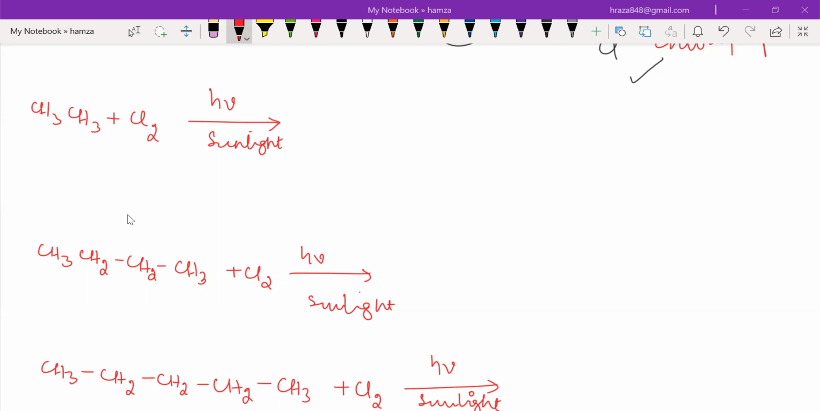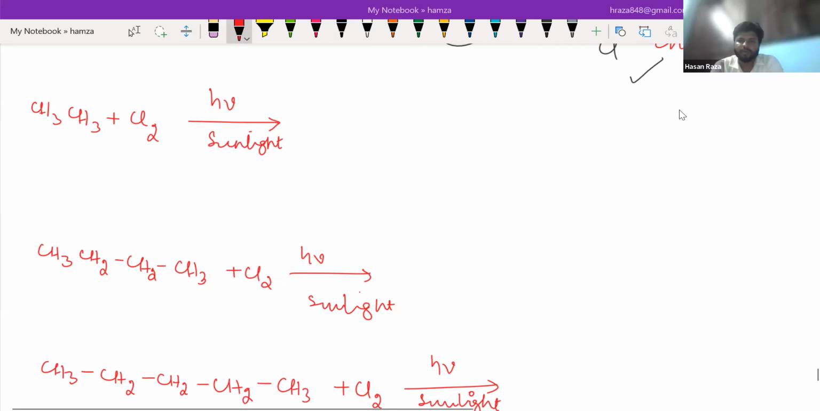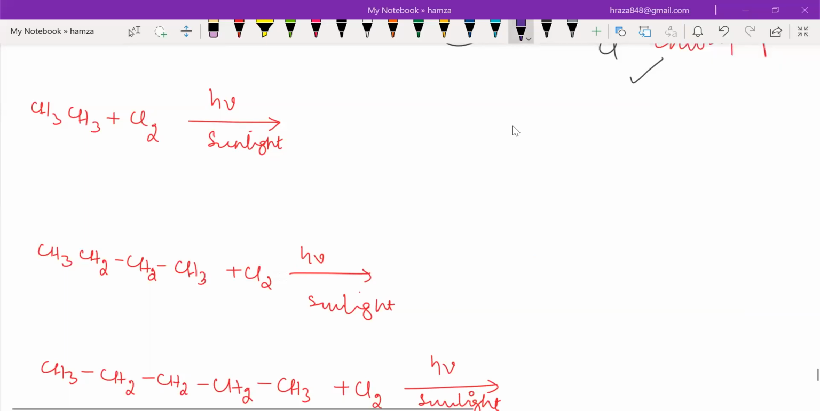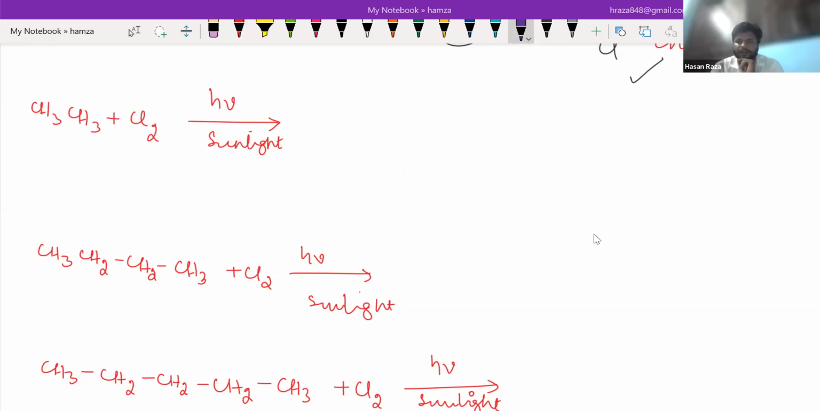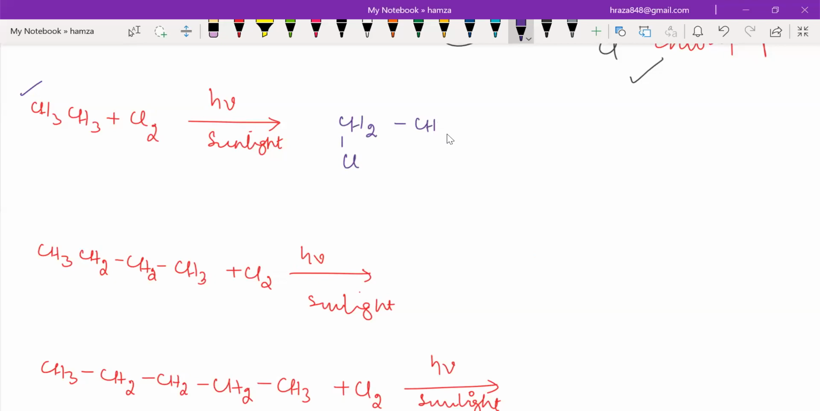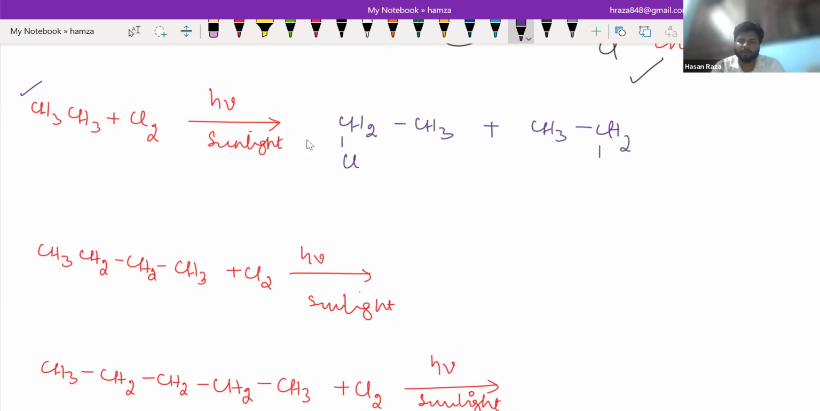What is the name? The first one. Any answer from Hamza and Sneha? Chloroethane. Wait a minute, Nafisa. Hamza, Sneha, what is the answer for the first one? You can replace chlorine from here. Sir, on the left-hand side, how do we know which one we can replace? You are going to check it.